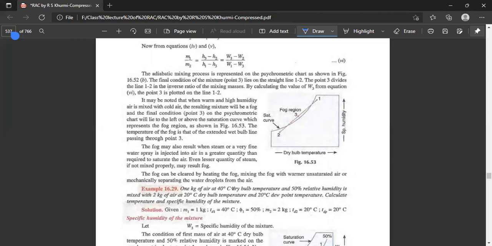This fog may also result when steam or a very fine water spray is injected into air in a greater quantity than required to saturate the air. Even a lesser quantity of steam, if not mixed properly, may result in a fog. The fog can be cleared by heating the fog, mixing the fog with warm and unsaturated air, or mechanically separating the water droplets from the air.